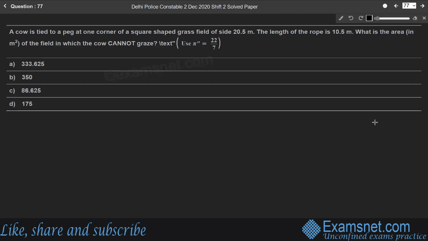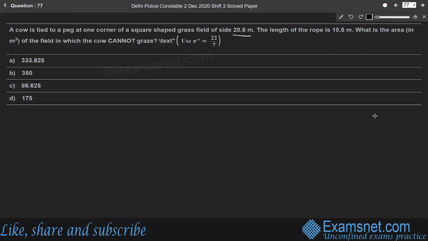Question 77. A cow is tied to a peg at one corner of a square-shaped grass field of side 20.5 meter. The length of the rope is 10.5 meter. What is the area of the field in which the cow cannot graze? Taking pi as 22 by 7.